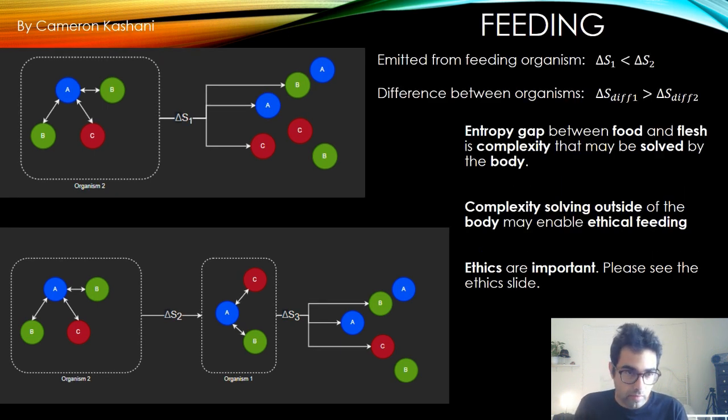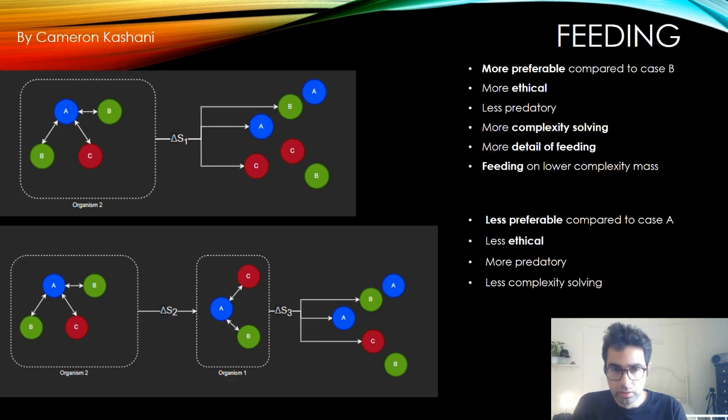So I think the entropy gap between food and flesh may be complexity that may be solved by the body. I think complexity solving outside of the body may enable ethical feeding. Ethics are important, as I previously mentioned. So feeding, I mean, ethical feeding would be, I think, more preferable.